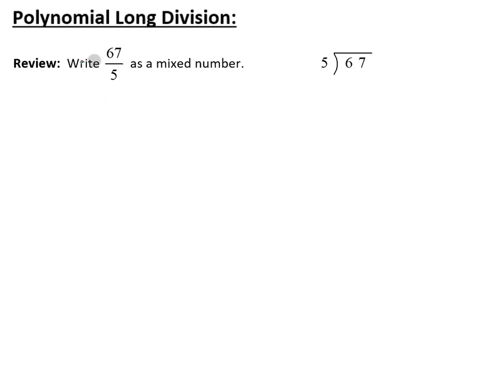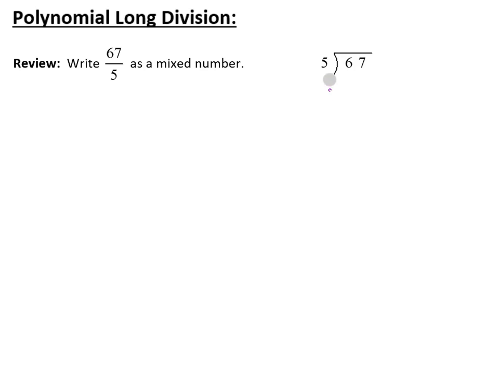So to review, let's say I asked you to take a top-heavy fraction here, 67/5, and write it as a mixed number. So that would be like 4 3/7, or some value like that, right? Those are our mixed numbers. So of course we're going to divide. And so we've got our division set up over here. And the first thing we do is figure out how many 5s go into 6, right? We're kind of looking at these two.